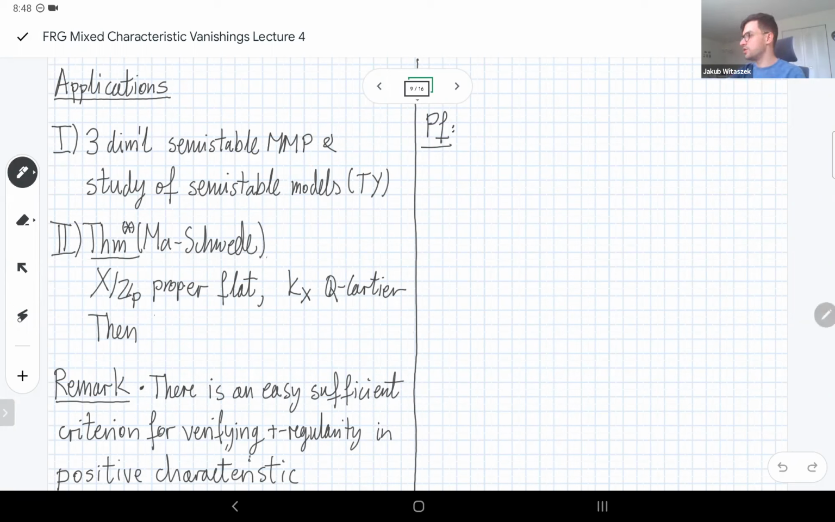So the statement is as follows: if X over Z_p is proper and flat, and the base can be made much more general, but for simplicity I'm going to assume it is Z_p, and K_X is Q-Cartier, then X_p is locally plus regular. If this is true, then this implies that the characteristic zero fiber is klt.